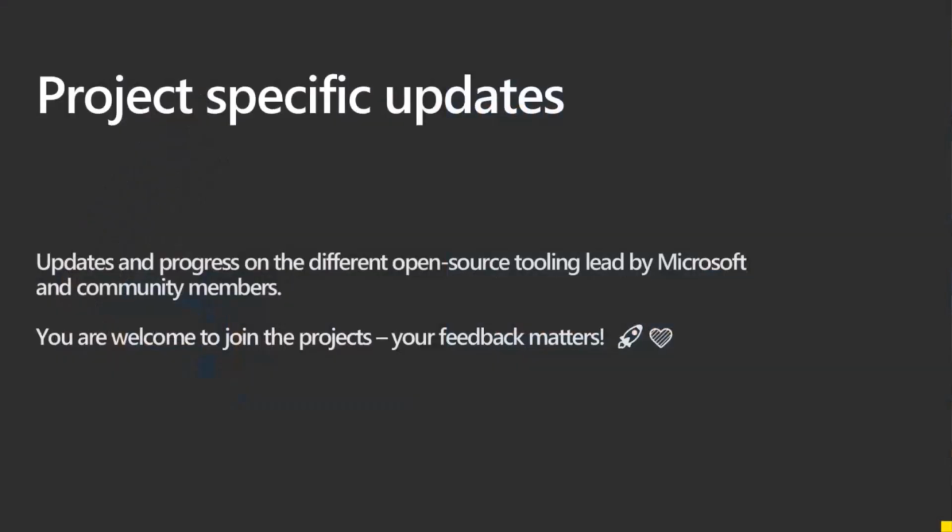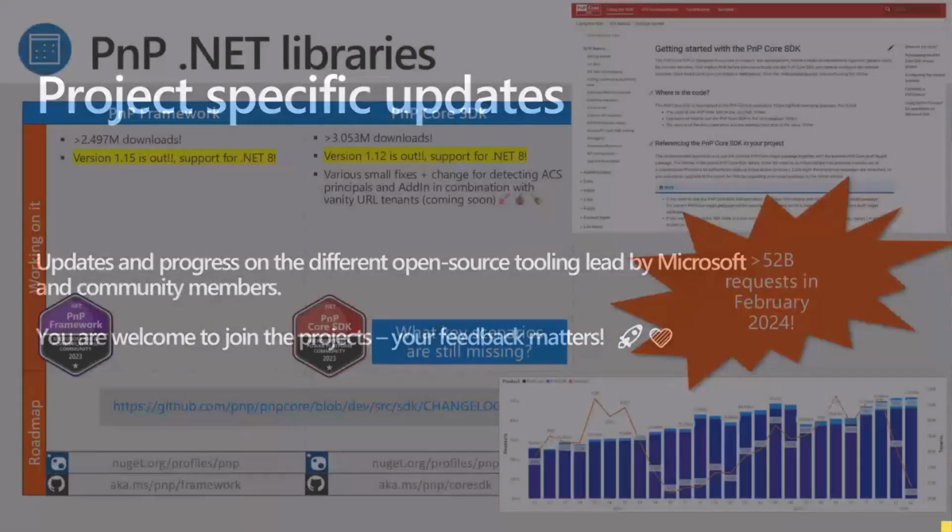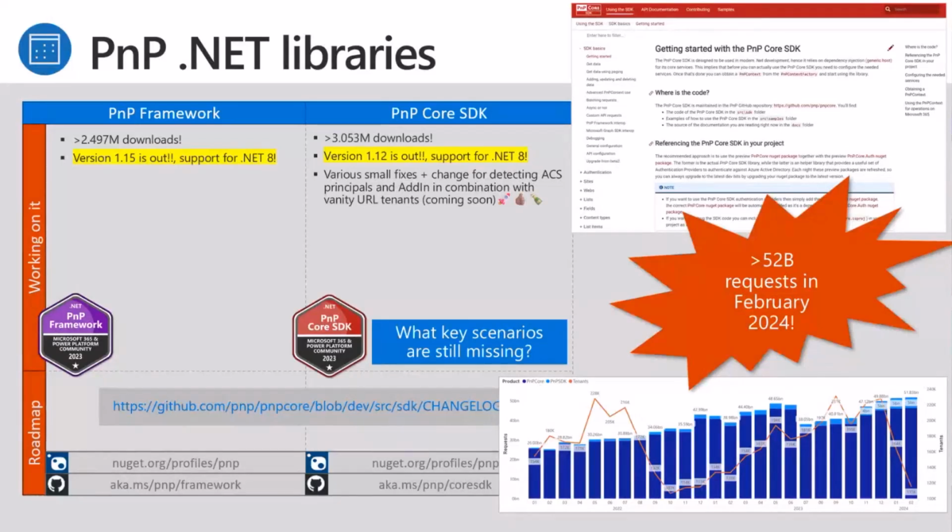So let's get into some project-specific updates, and we're going to kick it off with PnP .NET Libraries and Bert. Awesome. Thank you, David. For .NET, a few things. For the PnP Framework library, actually, no things. But that's fine. It's a pretty old and stable library, so there's no pending changes there.